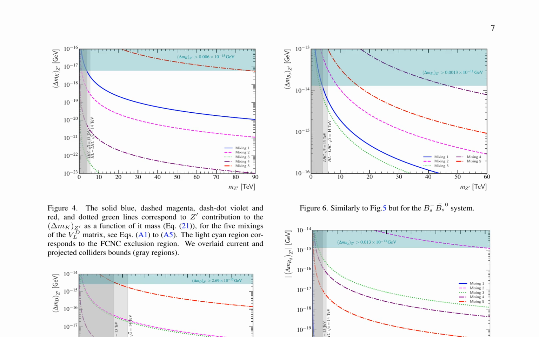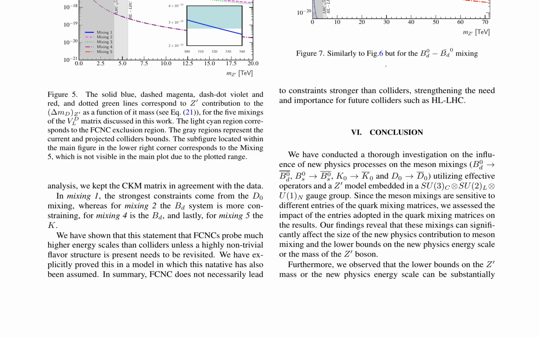This is illustrated through various figures, including Figure 4, which shows the Z' contribution to ΔM_K as a function of its mass for 5 different mixings of the V_DL matrix. Similarly, figures 5, 6, and 7 depict the Z' contributions to ΔM_D, ΔM_Bs, and ΔM_Bd, respectively, for the same mixings.